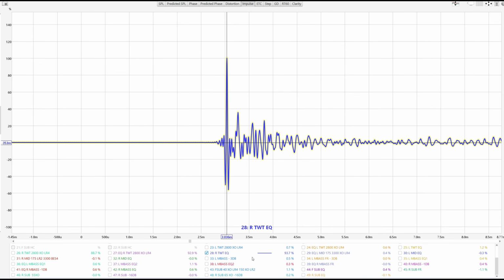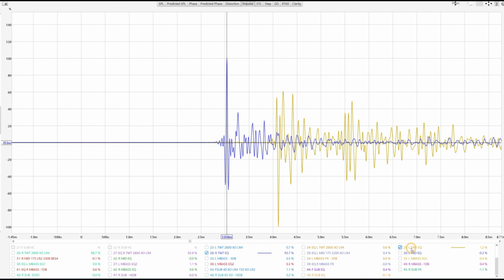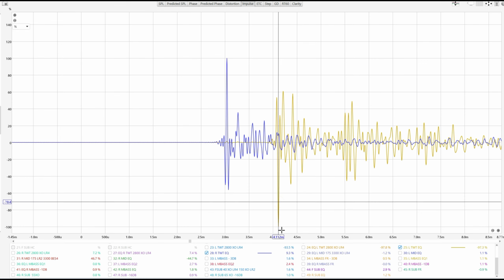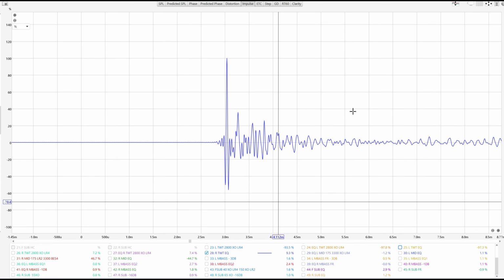And so that's the right tweeter. And where is the left tweeter? Here it is here. Once again, it's got an impulse response, but this time the polarity is negative because it's pointing down. All right, so that's the tweeter.